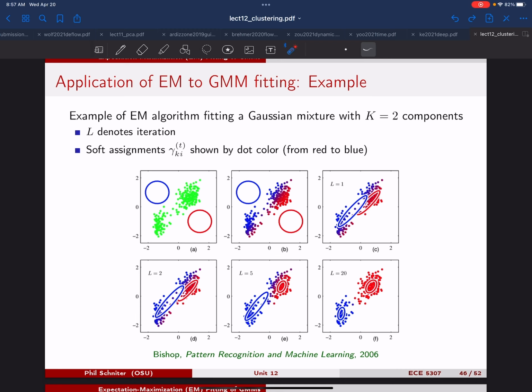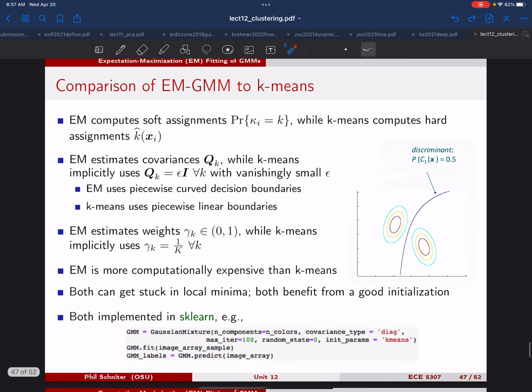Okay, so it is an iterative algorithm. It actually is reminiscent of k-means, but there are some differences. EM is always computing these soft assignments. K-means is always computing hard assignments. We call them k-hat. EM is estimating these covariance matrices, while k-means is implicitly using scaled identity covariance matrices with really small variances. As a result, the decision boundaries for EM are curved, whereas the decision boundaries for k-means are straight.